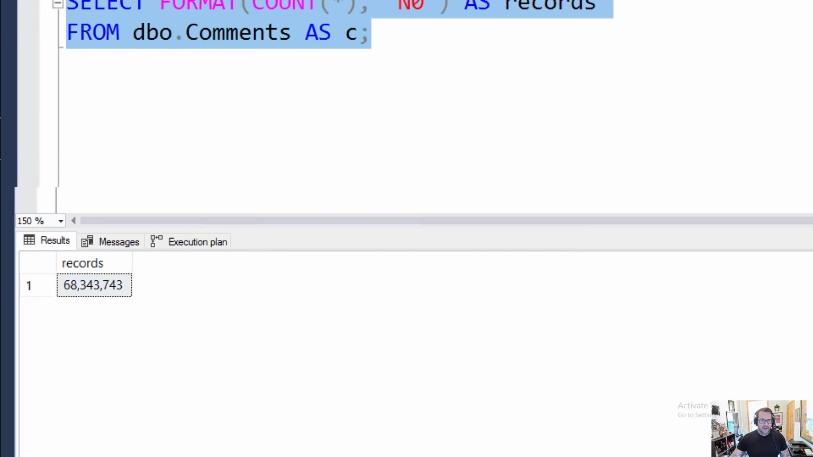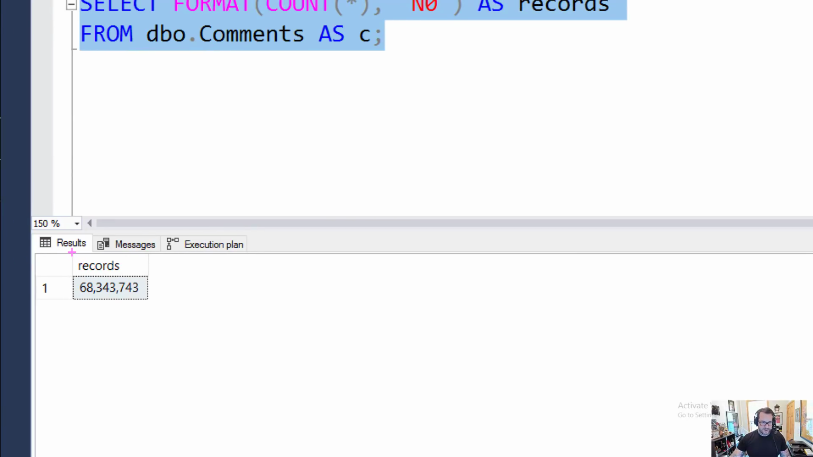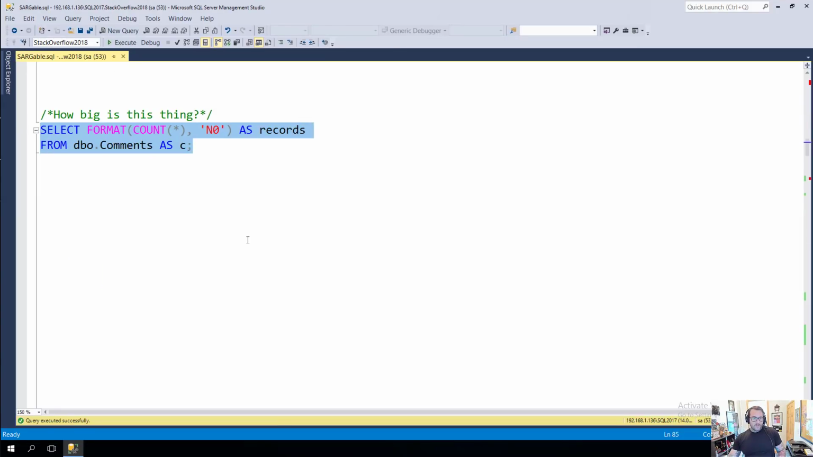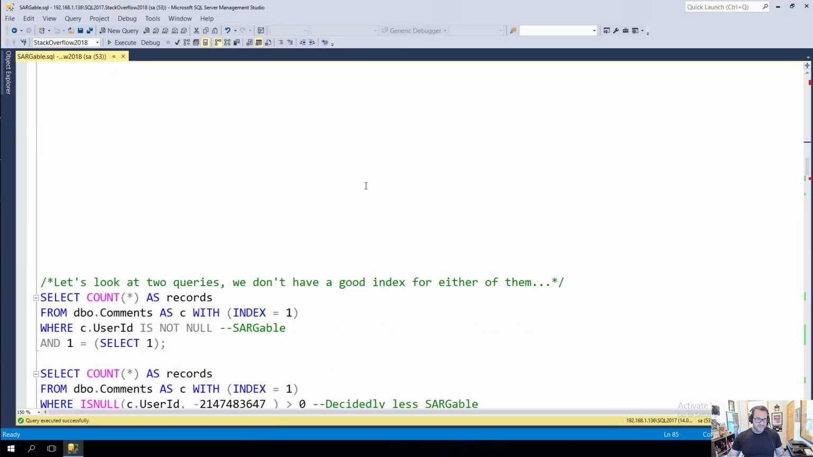So the comments table has about 68.3 million rows in it. It's not the biggest table in the world, but it's a pretty good sized table. And with a table this size, you can start to see the ill effects of non-sargable predicates. On smaller copies of the database, they're much less pronounced. So it really does take a fair chunk of data to start seeing the ill effects of non-sargable queries. So let's go take a look at some stuff.